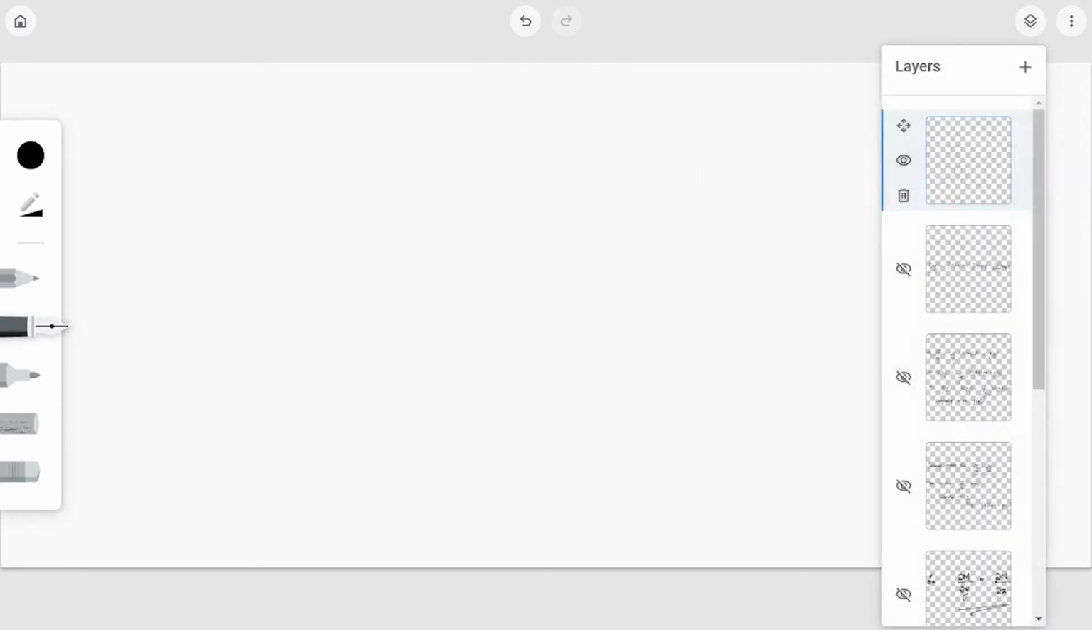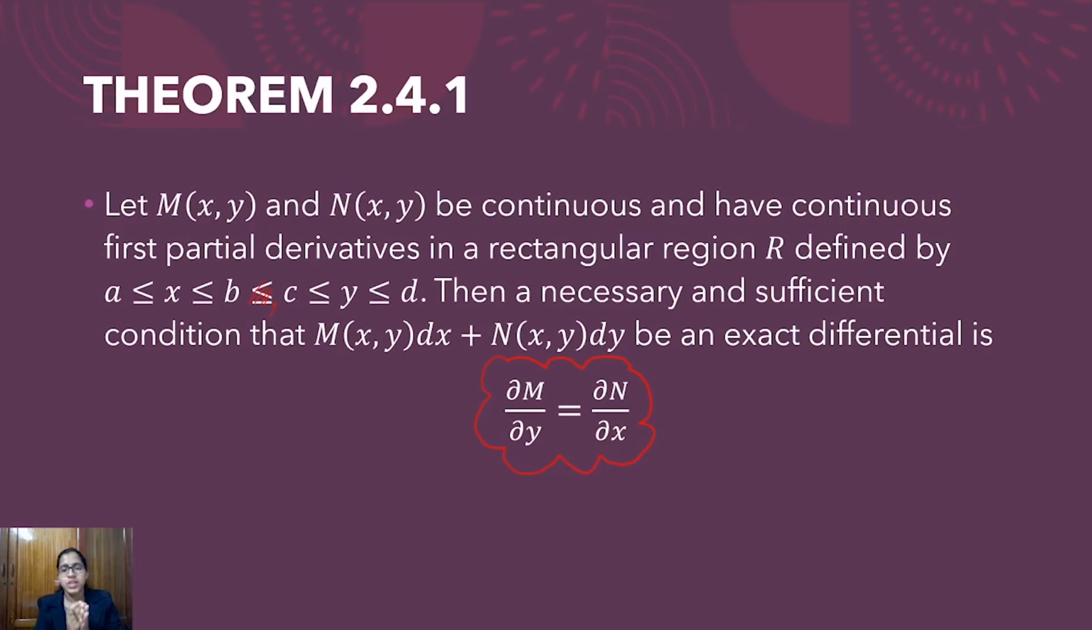You just have to go through the main criterion or main idea for the condition for the differential expression to be exact. That is, ∂m/∂y should be equal to ∂n/∂x. That is something that we have to keep in our mind. So the proof is simple, you just have to follow it step by step.